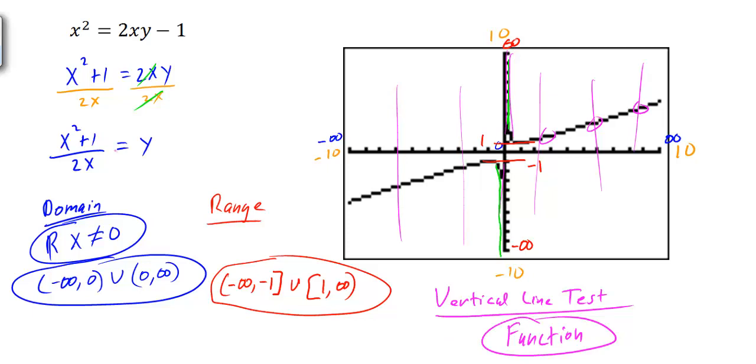And we could determine that over here as well. When we solve the equation over here for y, we got y equals x squared plus 1 over 2x. And we only have one y value for each x value. So therefore, we do have a function.